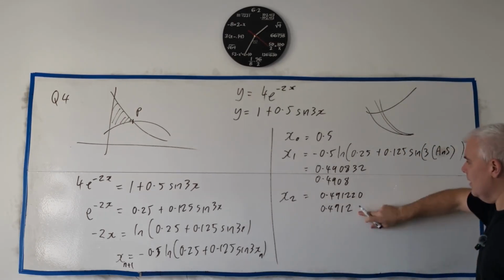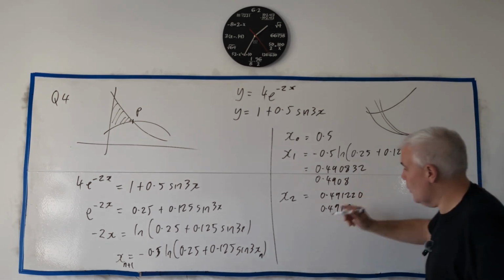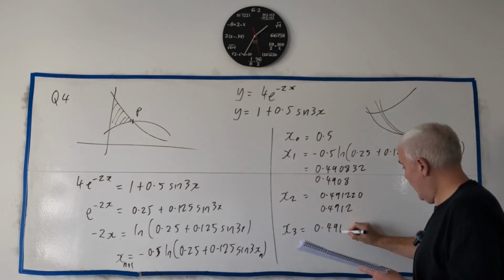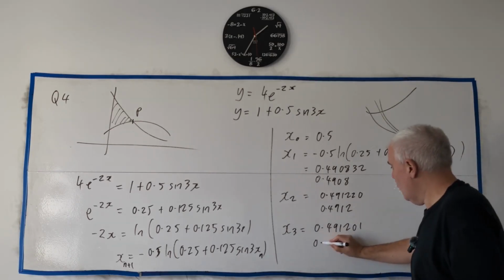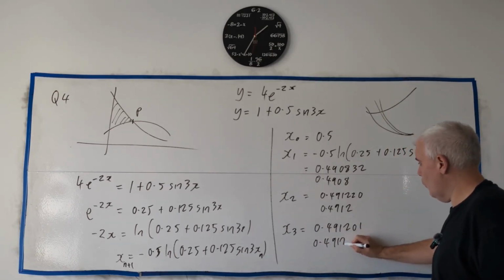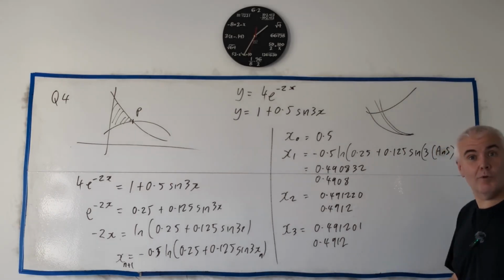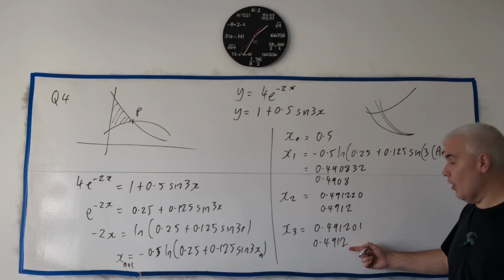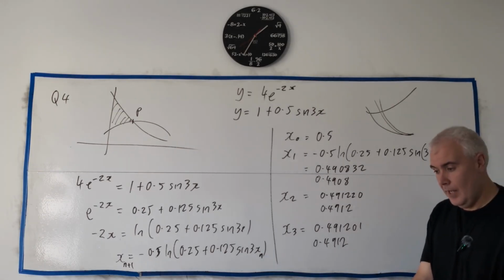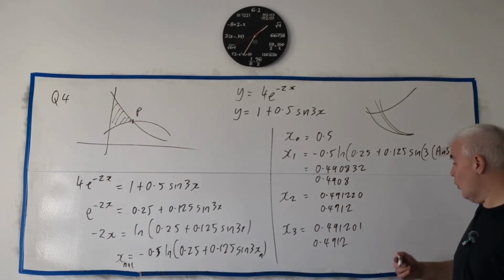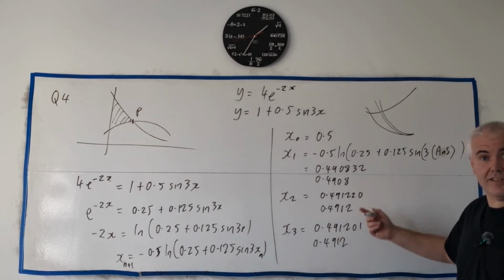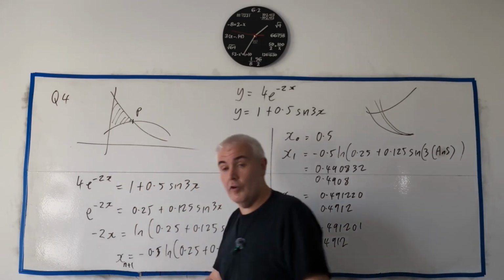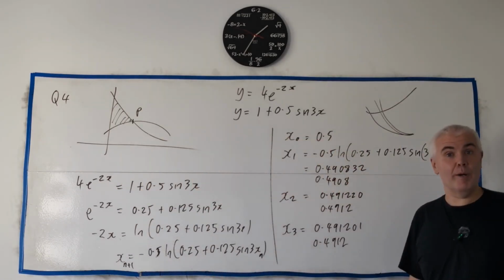4 significant figures there. These do not repeat yet, so we're not at the final answer. x3 is 0.491201, which to 4 significant figures is 0.4912. This does repeat. If you keep pressing equals, you're not going to get closer in 4 digits at least. You'll get more exact in 6 digits. You get more exact in 8 digits, but in 4 digits, you've done enough. This is your final answer for part B.